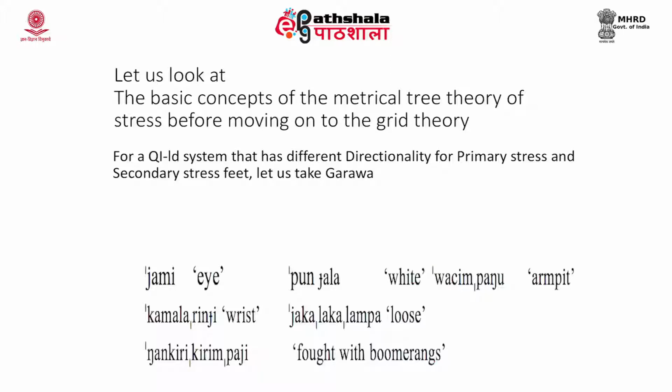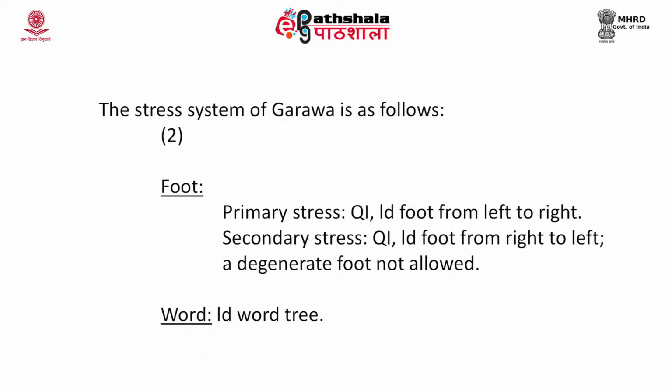You have these words: Jami, Punjala, Wachimpangu, Kamalarinji, Jakalakalampa, and Ngangkiri Kirimpaji. In all these words, you will notice that the initial syllable has primary stress, and then there are alternate syllables which have secondary stress. The directionality of them is different.